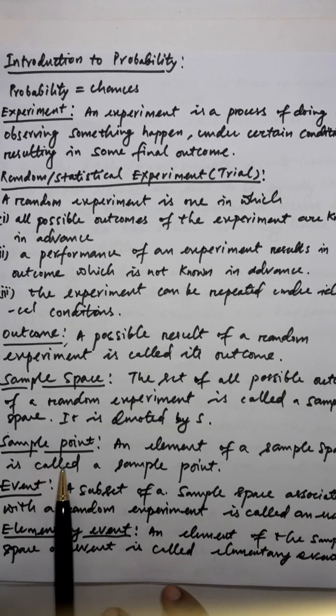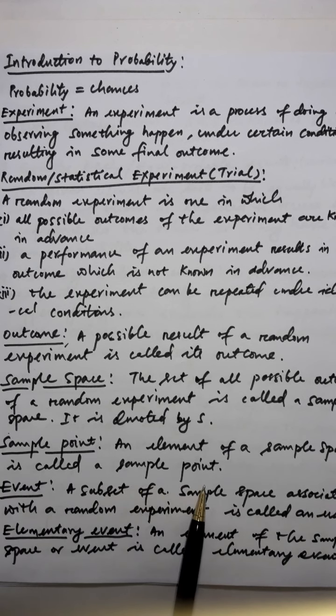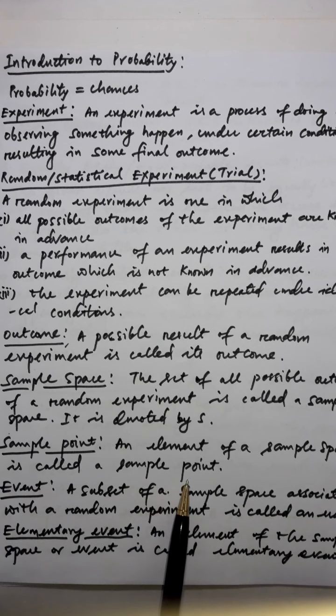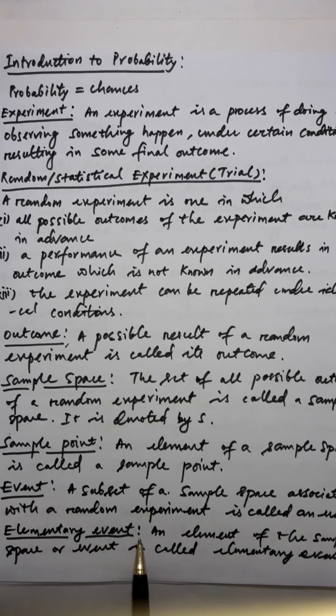Then come to sample point. An element of the sample space is called a sample point. An element of the sample space is also called a sample point. It has another name also. It is also called an elementary event. A sample point is the same as an elementary event in many cases.